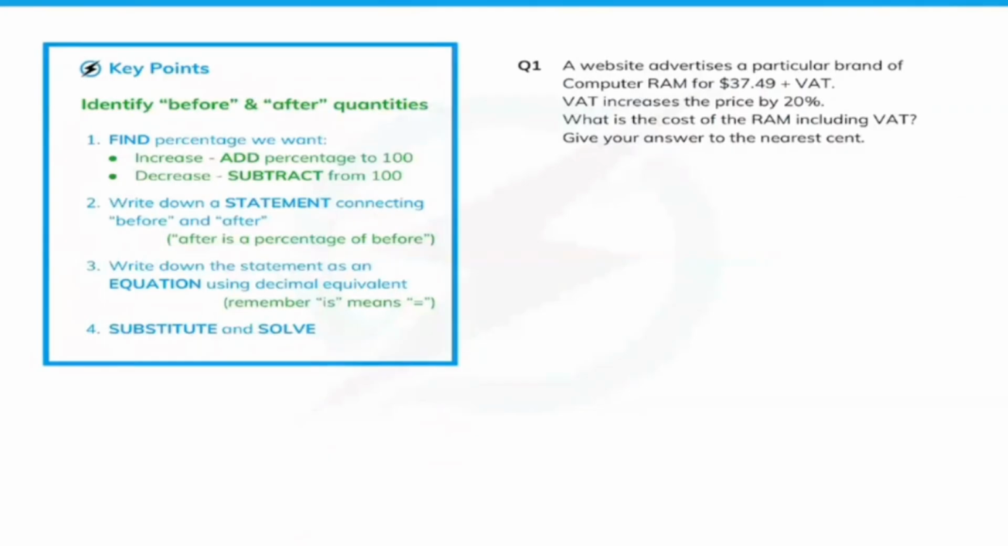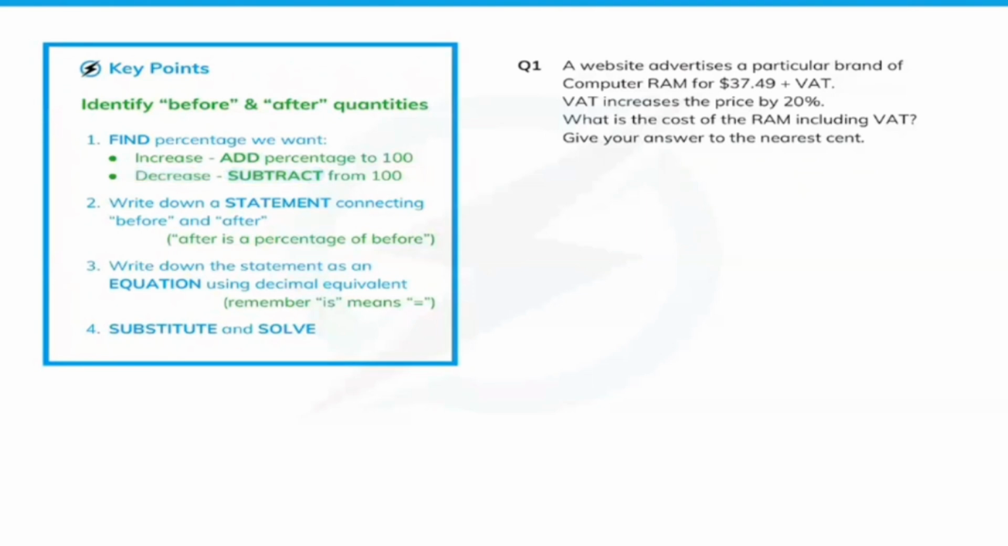Percentage increases and decreases. The first thing we're going to do is identify the before and after quantities. Those are the things before the increase and after the increase or the decrease. Then we think about the percentage that we want. If it's an increase, we add the given percentage to 100. If it's a decrease, we subtract the given percentage from 100.